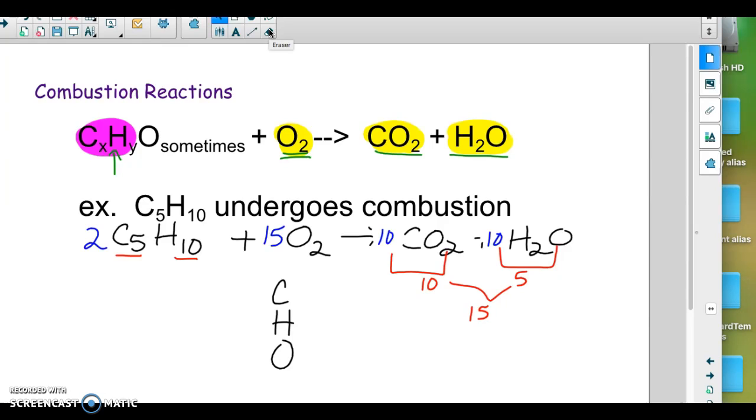So those are the 5 types of reactions and how to predict products. I hope that helped.